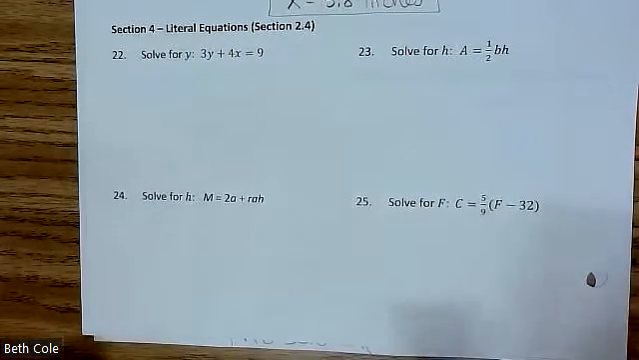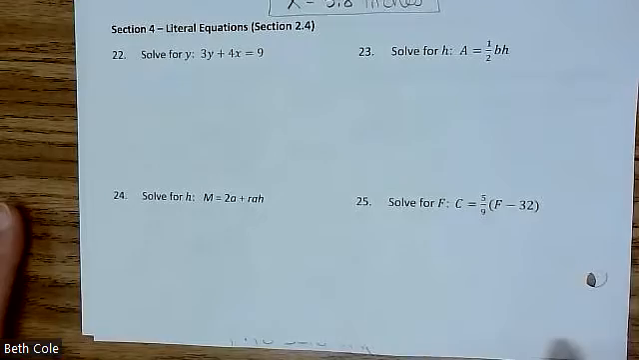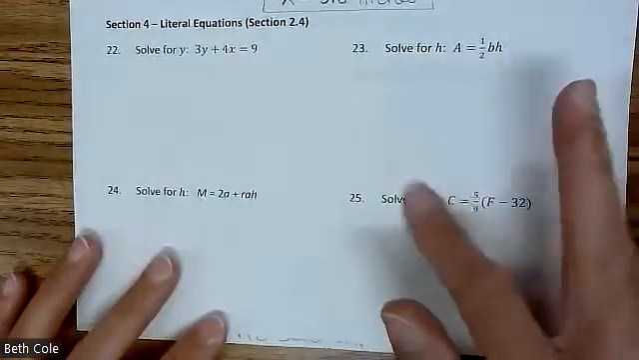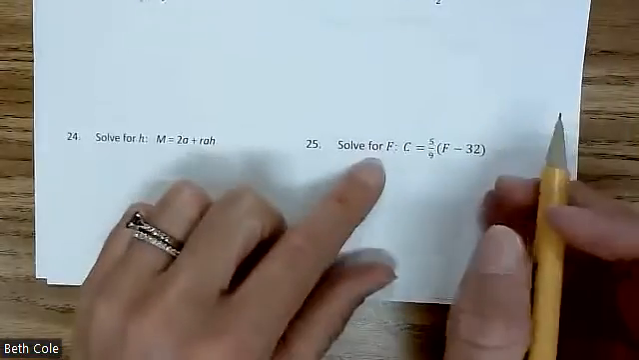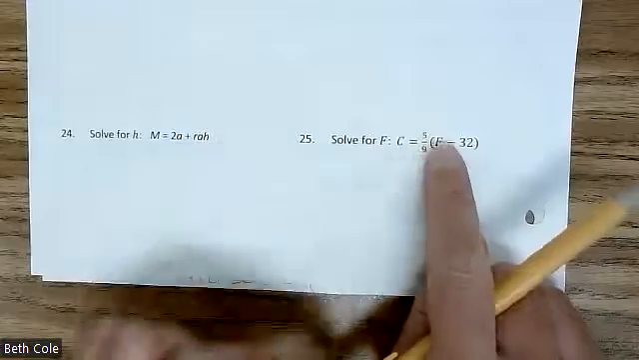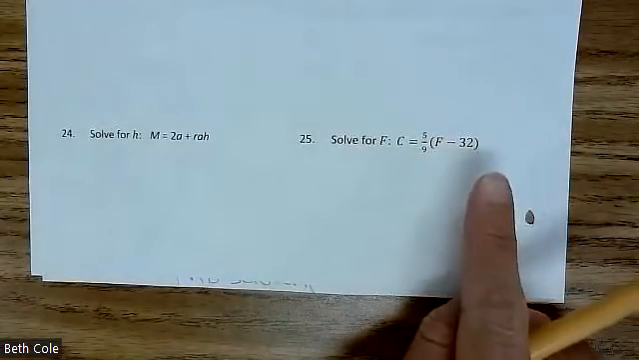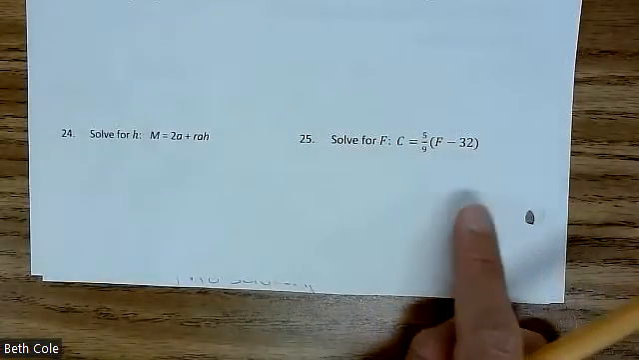Which one looks the scariest? And we'll do that. So I know these can't. Probably one of these two. Let's do 25. Solve for F. That means leave F where it is. Get everything else to the other side.